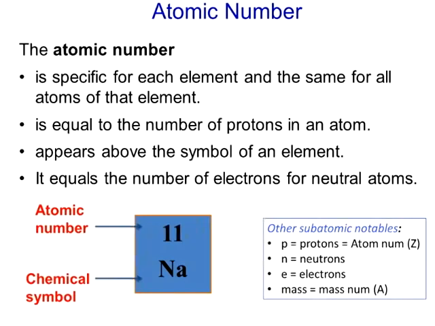So let's talk further about the atomic number. The atomic number is specific then for each element and the same for all atoms of that element. It's equal to the number of protons in the atom. It appears as a symbol of the element. So the atomic number, you will see it many times over the top of the number on the periodic table or in the left-hand corner of the periodic table. But when we write it for isotopes, it's usually written on the bottom of the symbol. So, the atomic number. And then we have the chemical symbol as well. Okay?